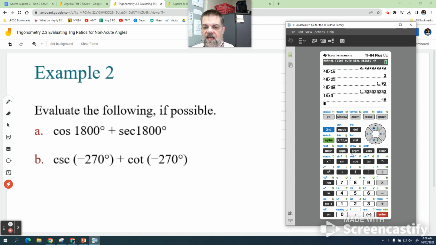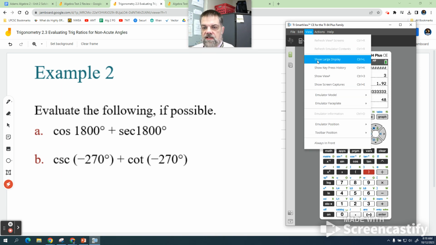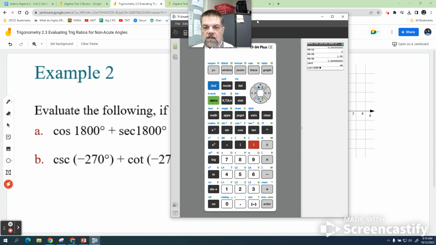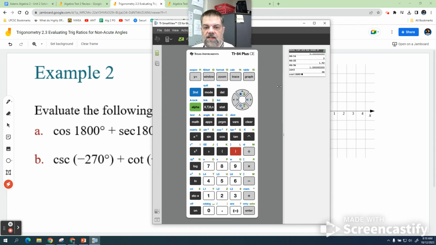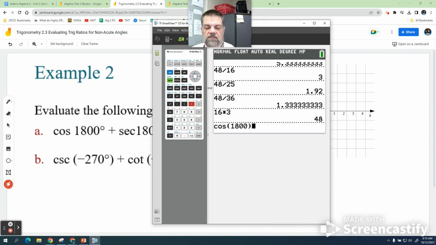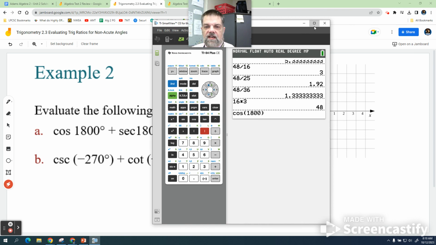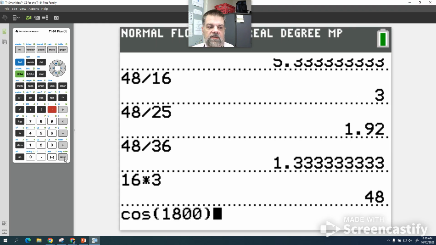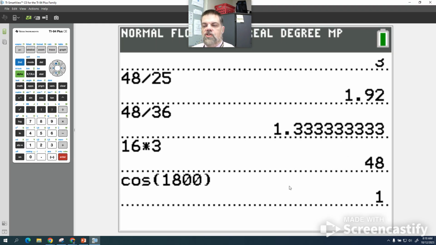If I say cosine of 1800 degrees, here, let me do it this way so you guys can see a little better. Oh, maybe not. If I say cosine of 1800 degrees and I hit enter, it's just 1, right? So where does that come from?